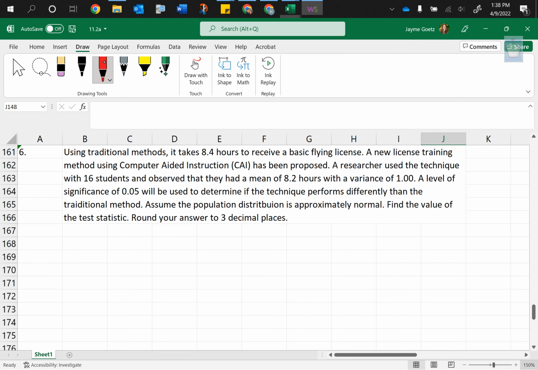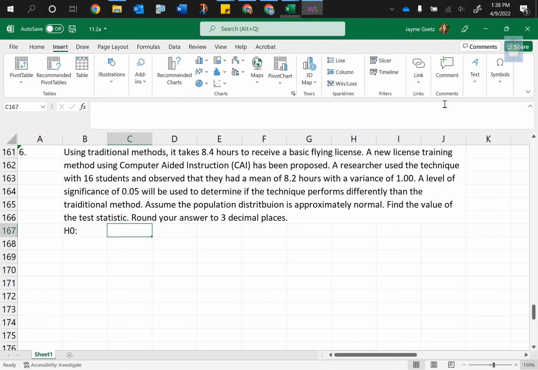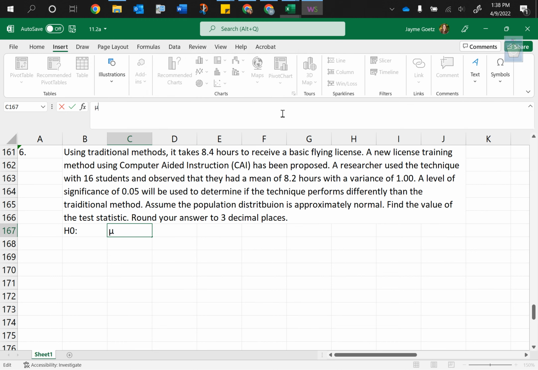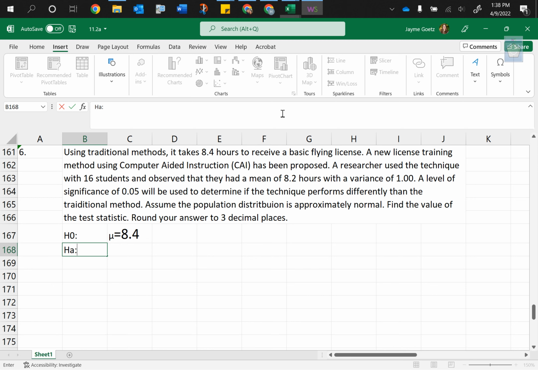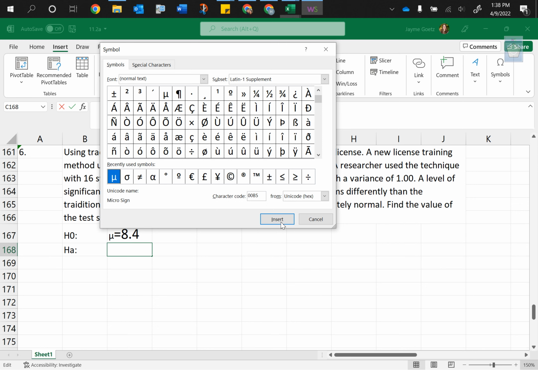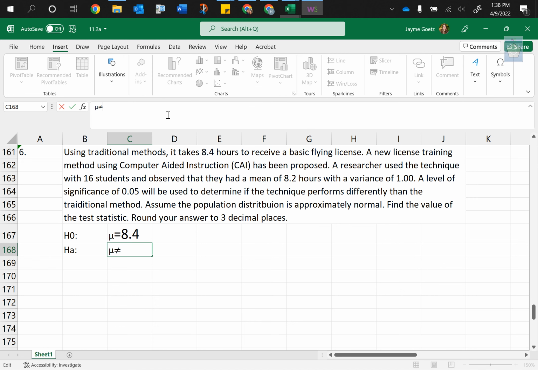Well, let's list things that we know. So first of all, we're going to find my null hypothesis. My null hypothesis was that it takes 8.4 hours to receive a basic flying lesson. So I'm going to go to my symbols and say that mu equals 8.4 hours. And then my alternative hypothesis comes from later on in the problem, and it says if the technique performs differently. So they didn't say less than or greater than, they just said differently. So that means mu is not going to equal the 8.4 hours. That means differently.